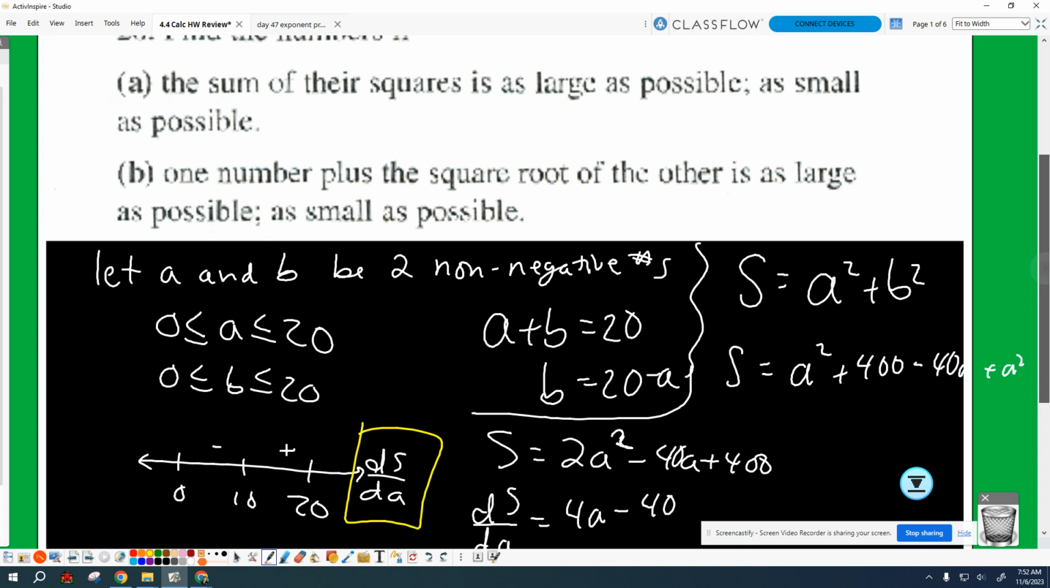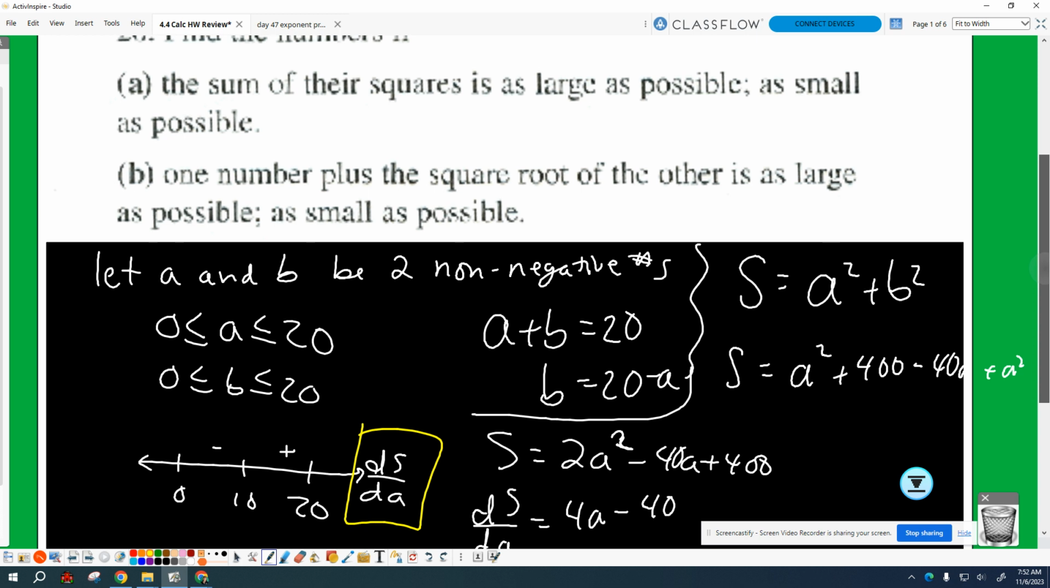So the numbers 0 and 20 make the largest squares possible, which is 400, and the numbers 10 and 10 make it as small as possible.